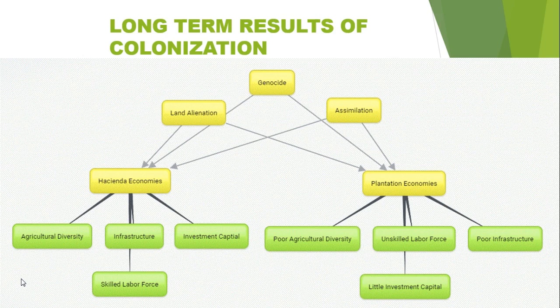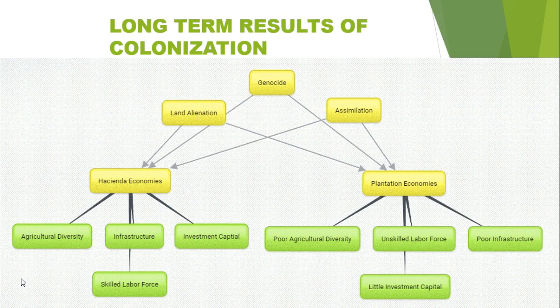Plantation economies produce very little agricultural diversity. They produce a large unskilled labor force. They're really not equipped to work in industries outside of agriculture. They don't produce a decent infrastructure. There's very little improvement to public roads, to water or sewer lines, to utilities, or to local economic trade networks. We have very little capital that is available for investment. Money that is earned in the plantation economy circulates to locations outside of the colony. It doesn't stay local.